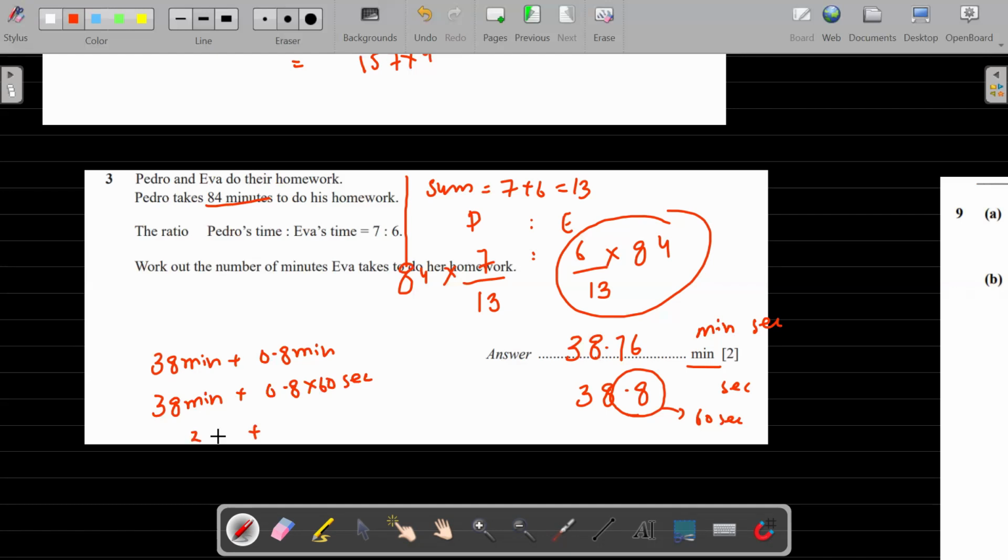So Eva has taken 38 minutes. If he would say to convert this into seconds as well, then you would be required to do it like that. Is it clear, Fatma?